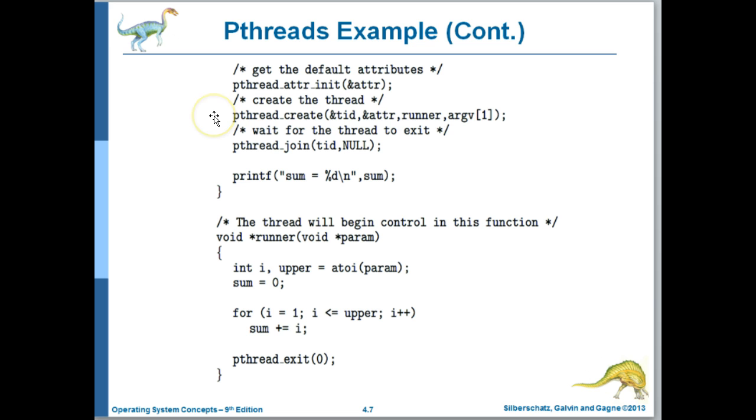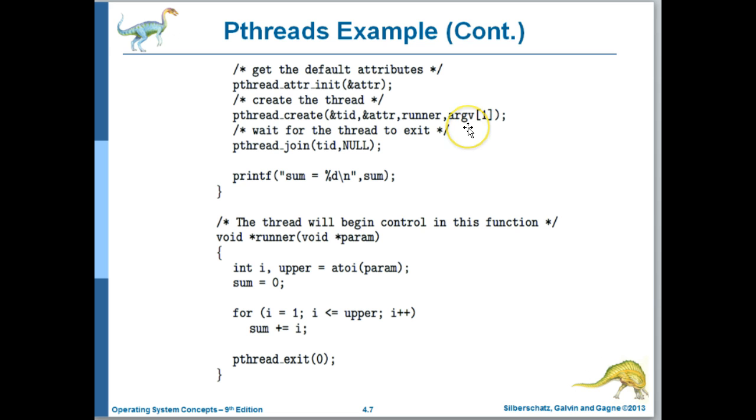Then this function creates the thread. The thread ID is returned. Again, note that this is being passed by address. The attributes are passed in, but again by address. This argument here, which is a pointer, will be passed into the one parameter of the thread function, and this is the named thread function here.